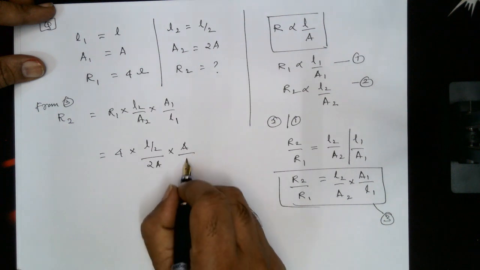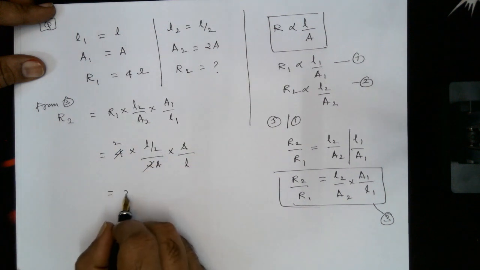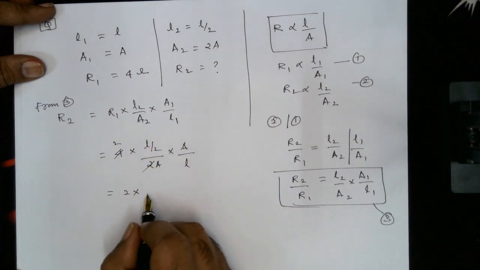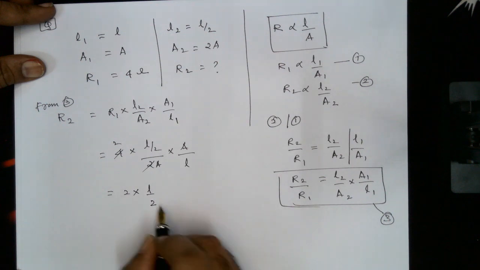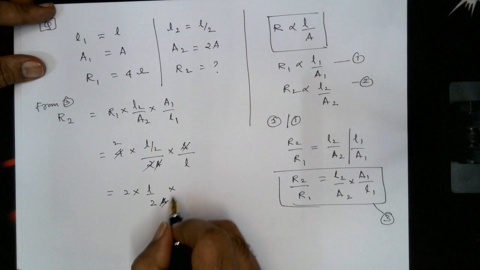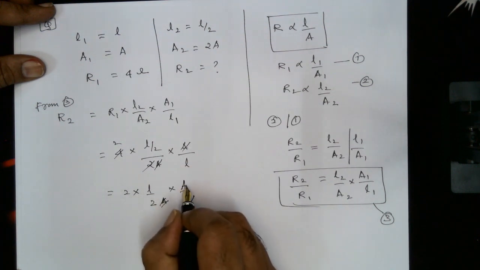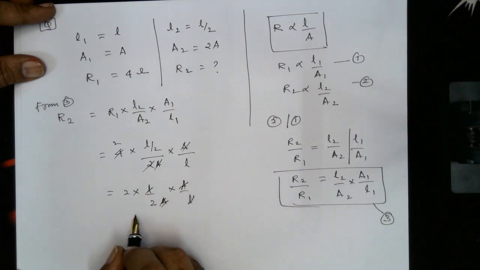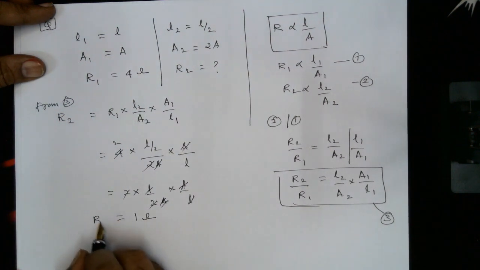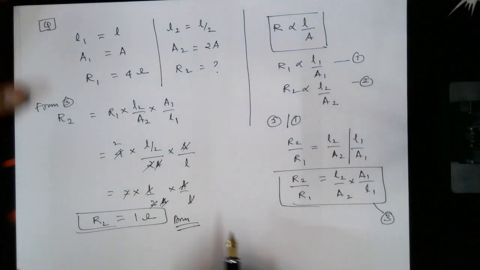Is it not? So, now this is 4 times. So 4 into, and you have now L by 2, and you have already A here, into, A can be cancelled. And L is also cancelled. A can be cancelled, L can be cancelled. Okay? And 2 is also cancelled. So the result is 1 ohm. That's all. So R2 will be 1 ohm. Okay? Right?